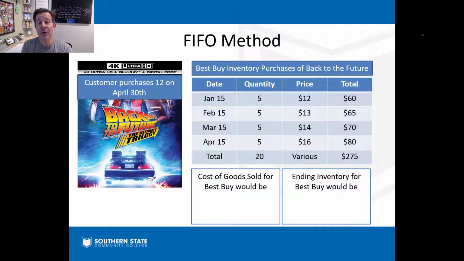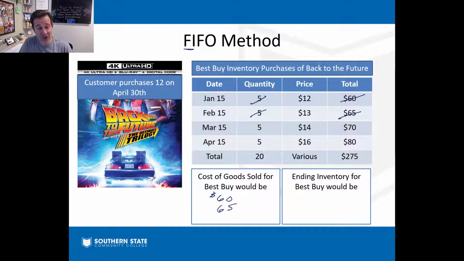Okay, if we're doing FIFO, again, first in are the first ones out. So we start at the top, January 15th. First ones in. Well, I sold 12. 5's not going to cover all of it, is it? Okay, we want to sell those 5. So $60 from those 5. Those are all now gone. I sold all 5 from February 15th. That's 65 more.